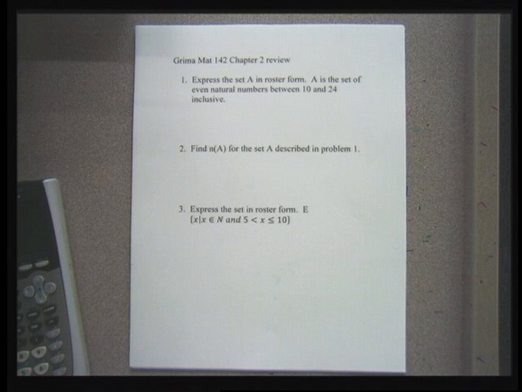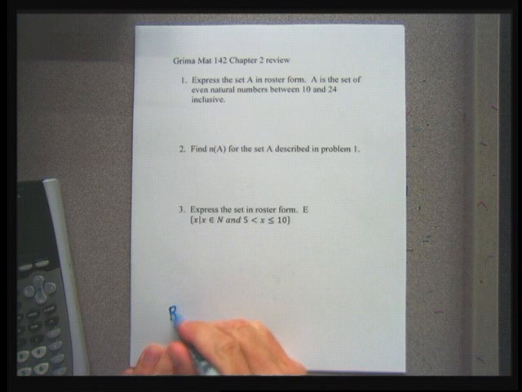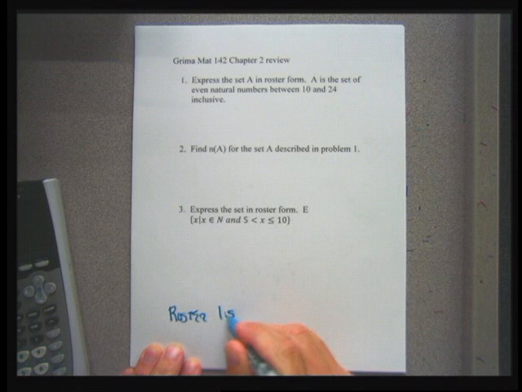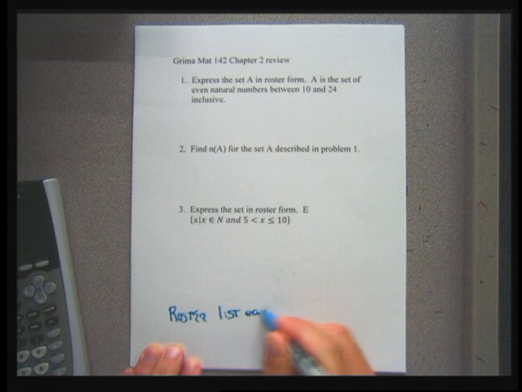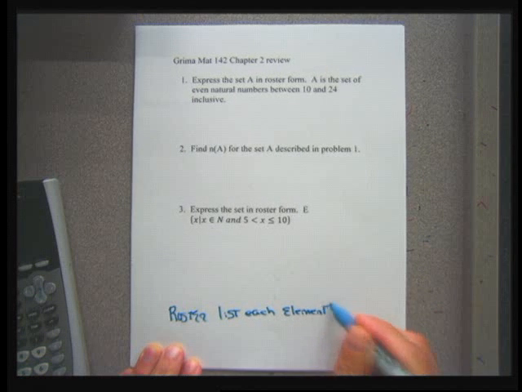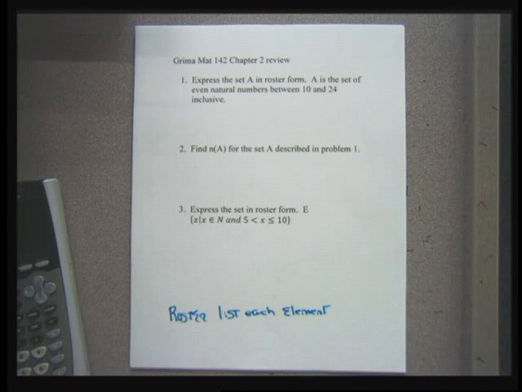So problem 1 on the review wants me to write a set in roster form. Roster form implies to list all the elements. When I see roster, I think I need to list each element that makes up the set. Usually, when we're listing each element, we use set brackets.